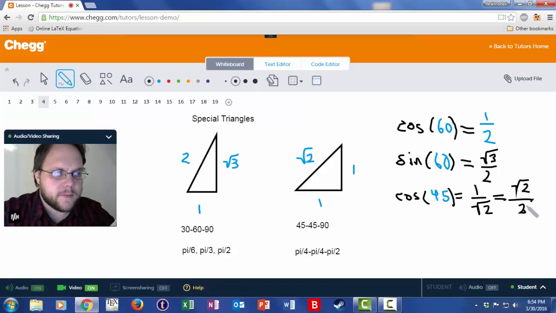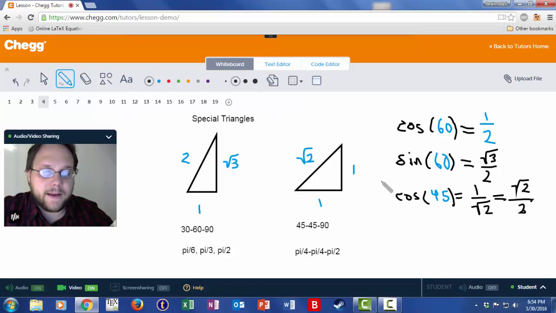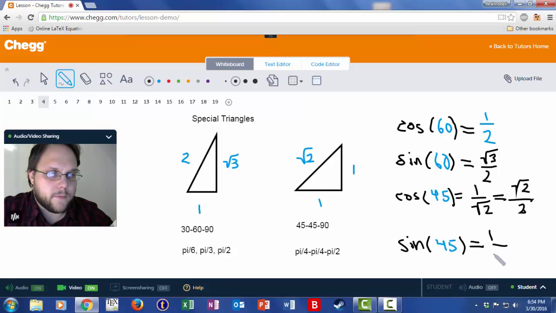And there's no real advantage to one over the other anymore, I don't think. Some people like to rationalize their denominator. Rationalizing the denominator is a nice tactic that comes up later on in solving some things, so it's not bad to practice, but I don't have a preference between one and the other. Sine of 45. Well, that's also 1 over the square root of 2. Okay?